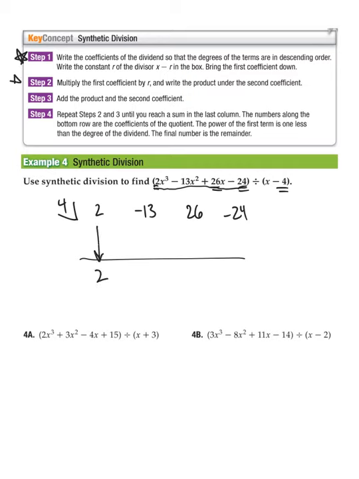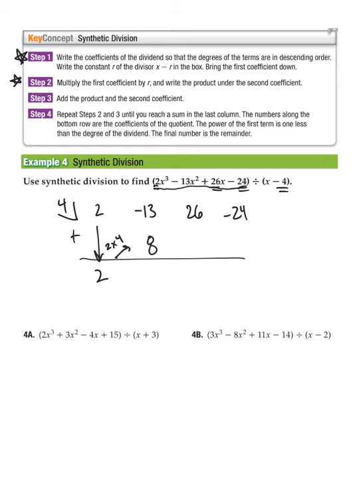Okay, step 2. Multiply the first coefficient by r. So 2 times r, that was in the box. In fact, I'm not going to write that arrow that way, I'm going to draw it this way. 2 times 4. Guys, 4 was the number in the box. So that's 8. All right, we're going to add these numbers.